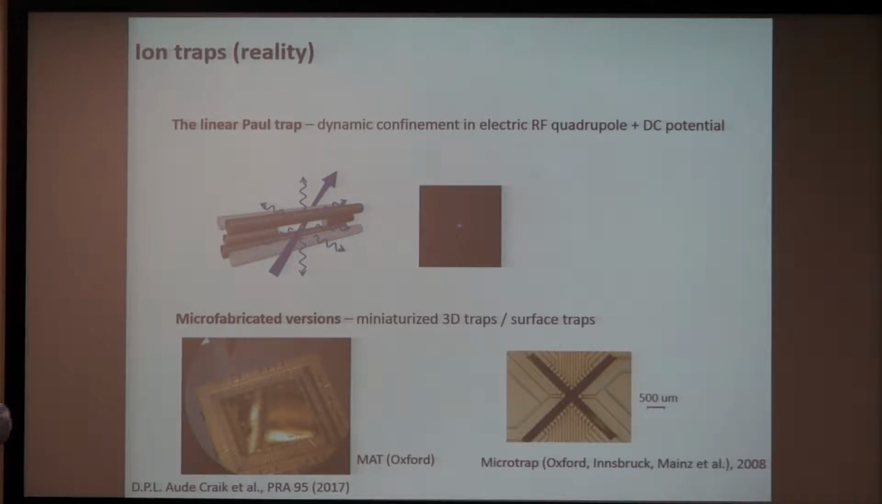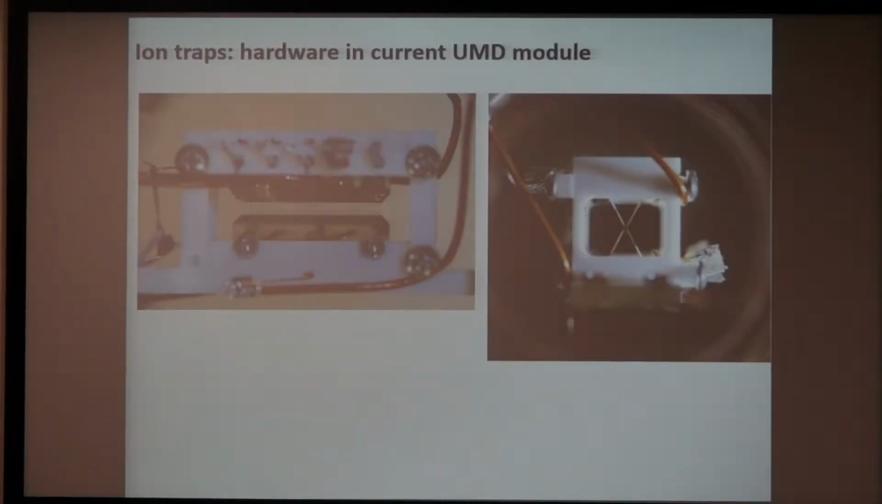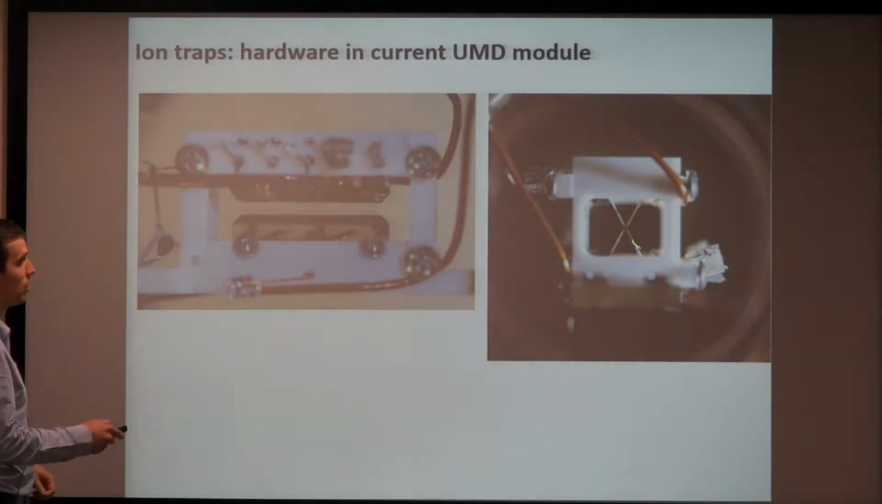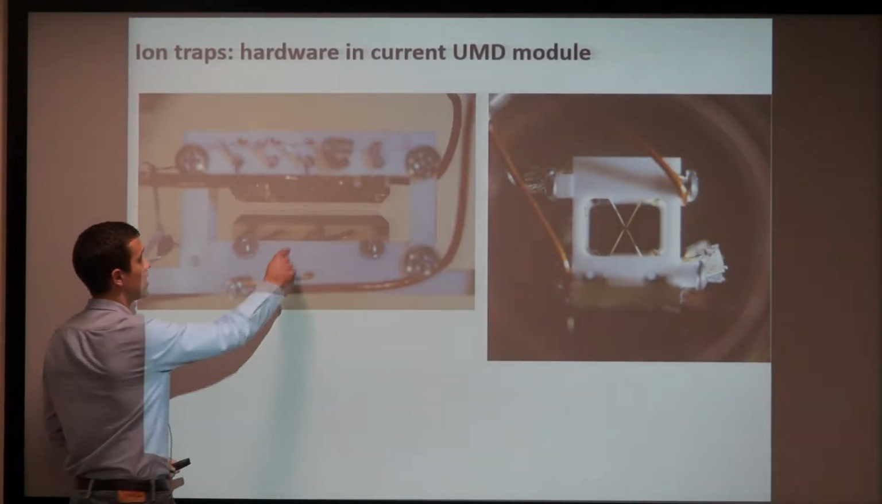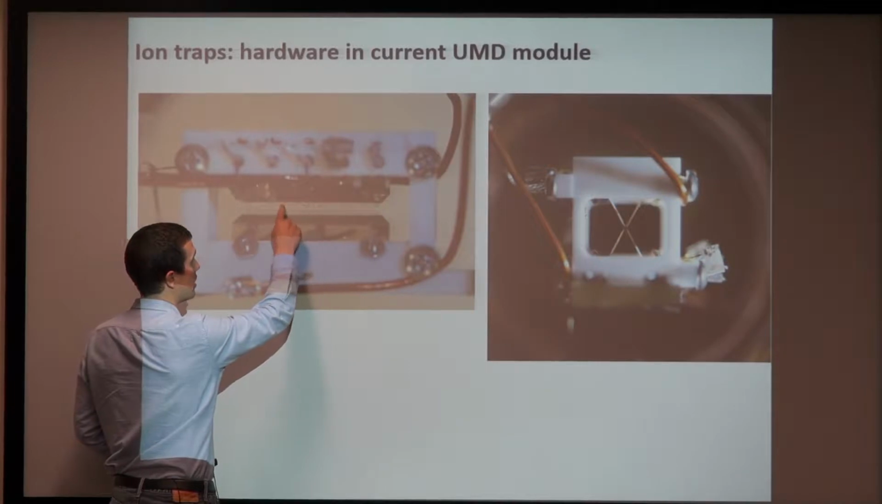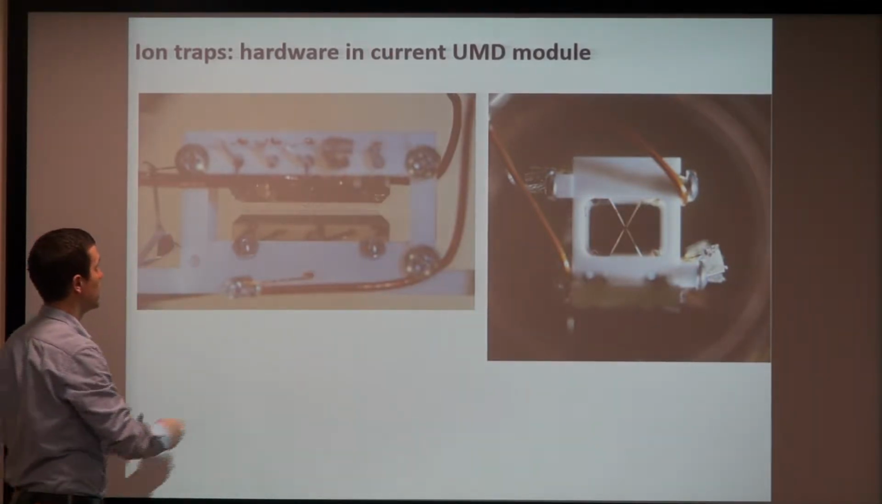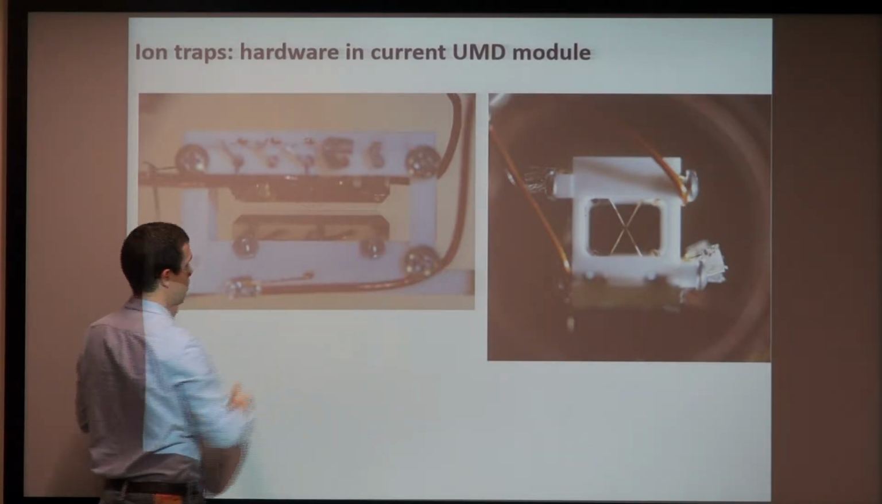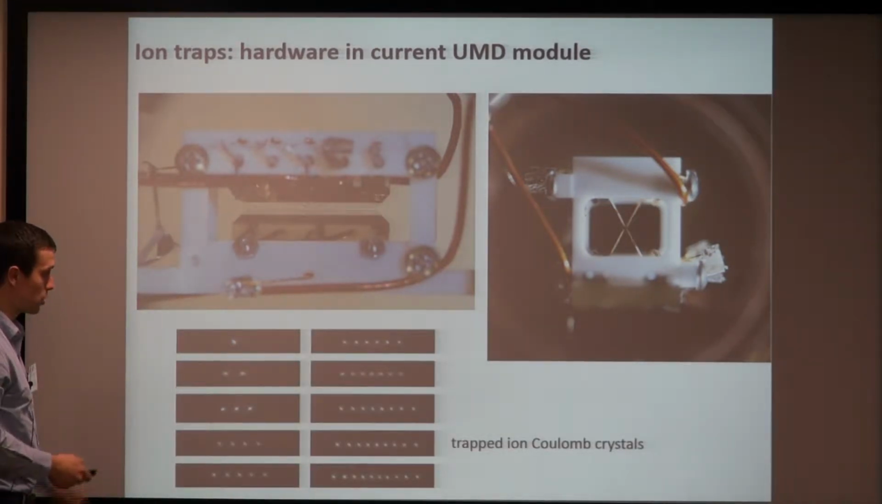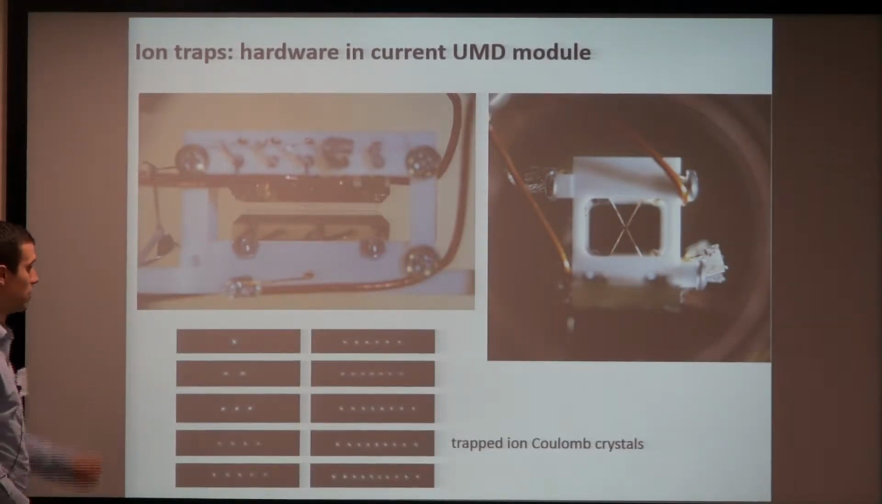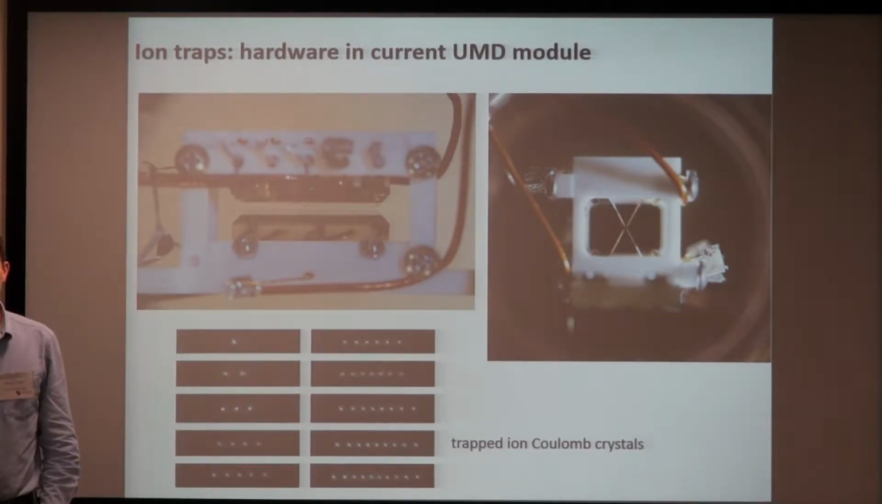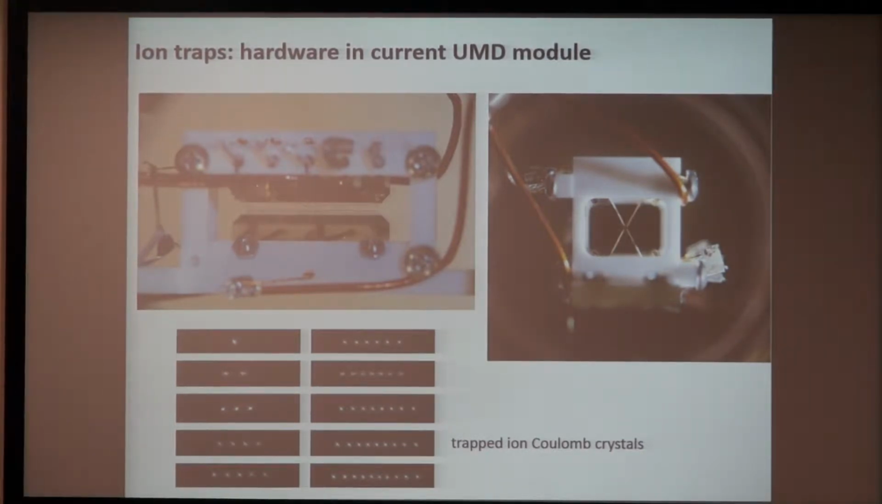Our current trap, that's in the basement of this building, looks like this. You can see these 4 blade-like electrodes that make the quadrupole. And then here, there are some segments that we can use to add the static field in this axial direction. This whole thing is about 1.5 inches long. And it allows us to reliably trap small numbers of individual ions. And that's the basis for our quantum computer.